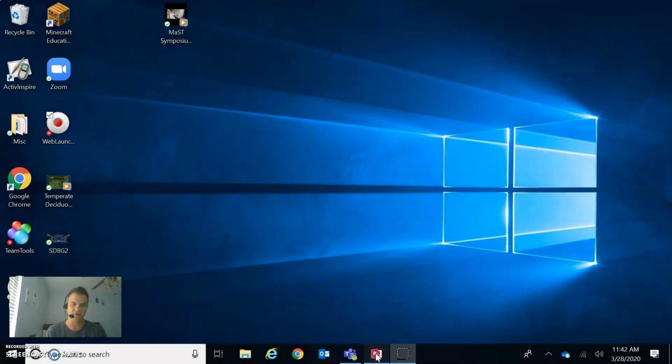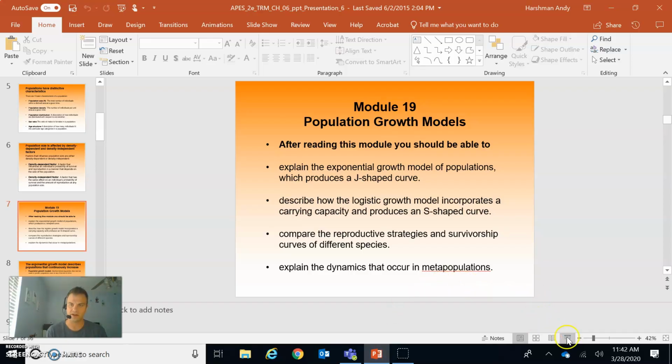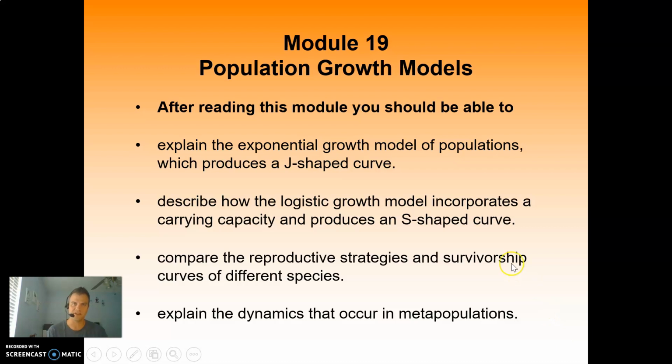All right, guys, here we go for the second module. This is module 19 in chapter 6 on population community ecology. So we'll go ahead and get started. So chapter 6, module 19.